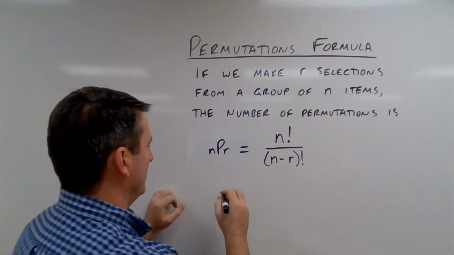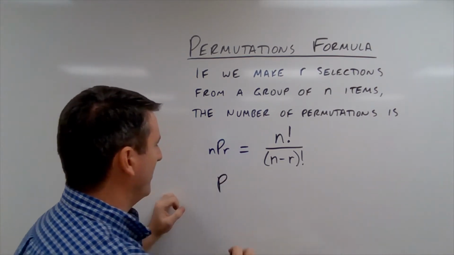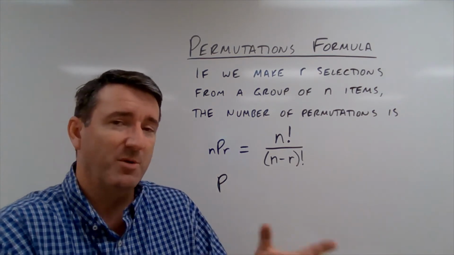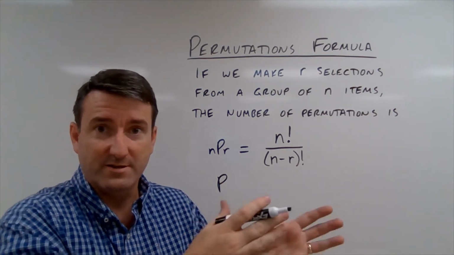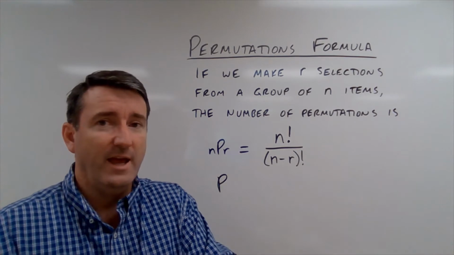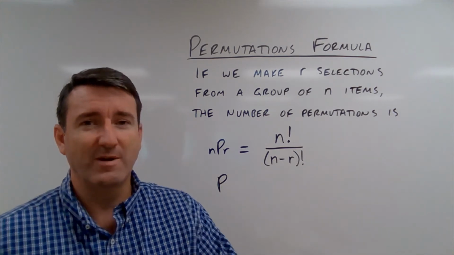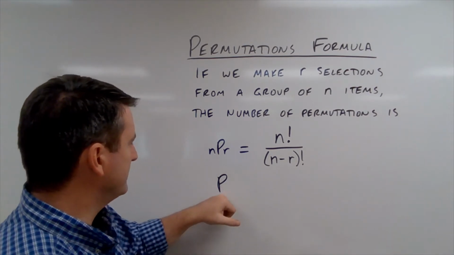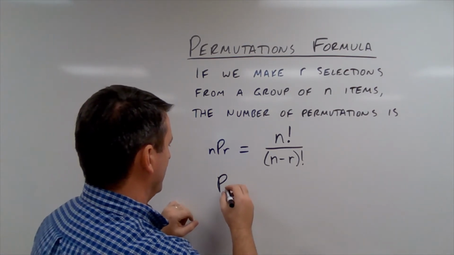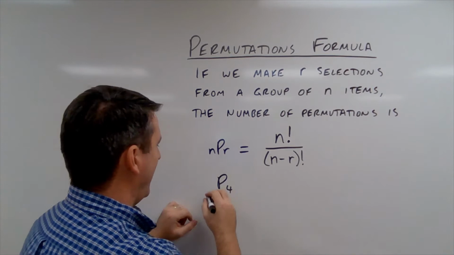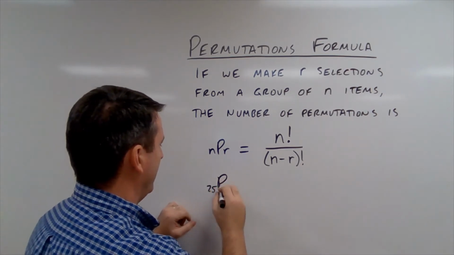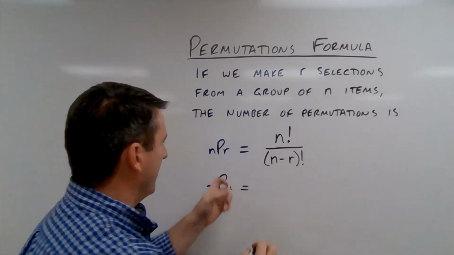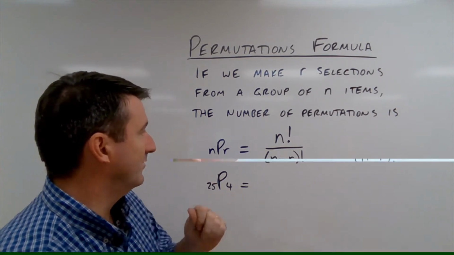And so what we're doing is we're trying to find permutations. It's a permutation because order matters, because there's a president, a vice president, a secretary, and a treasurer rather than just a group of 4 people. So this is a permutation. We're selecting 4 people out of a group of 25. And so our r is 4, the n is 25.